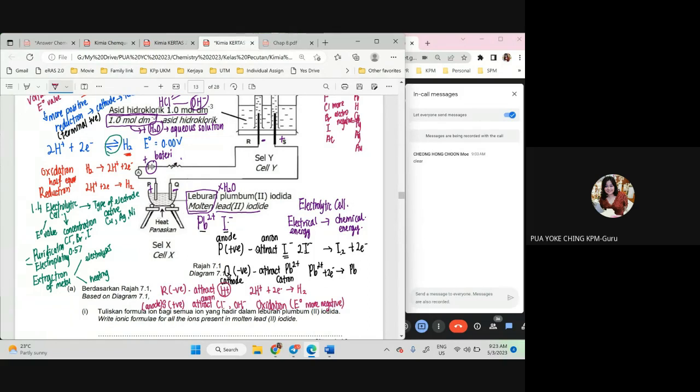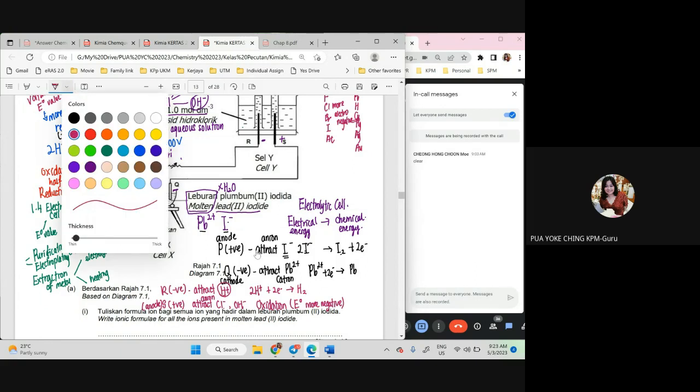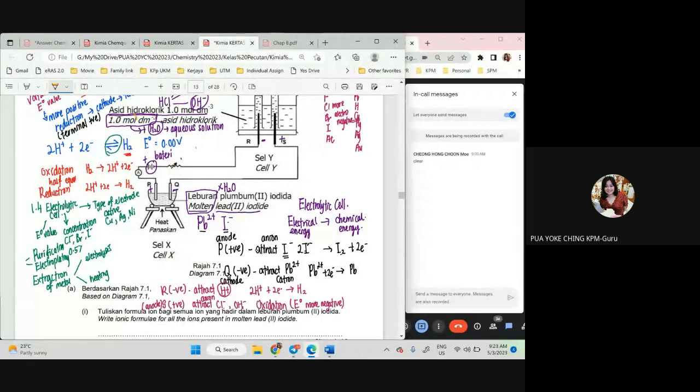Okay. Kalau tak ada apa-apa faktor. Tapi untuk soalan ini, dia ada faktor. Faktor apa? 1 mol dm minus 3 solution. This is concentrated. So, kalau concentrated, maksudnya mesti pilih Cl minus lah. Sebab Cl minus yang concentrated. So, you will get 2 Cl minus produce Cl2 plus 2e minus. So, this is the whole process.